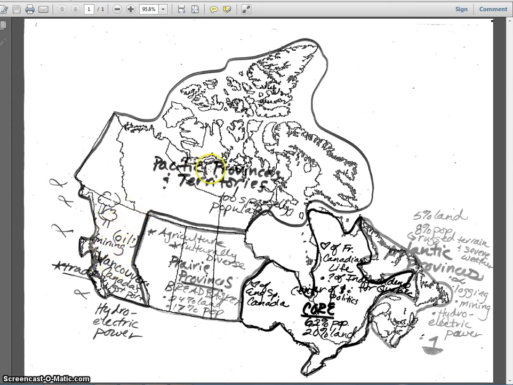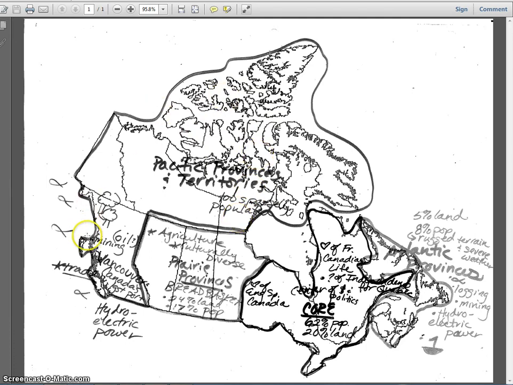And as you head west, you get into the territories of Canada. The Yukon Territory over here, the Northwest Territory through here, and then you get to the Nunavut area, all up in this area. So that's the 4 subregions and their provinces of Canada.